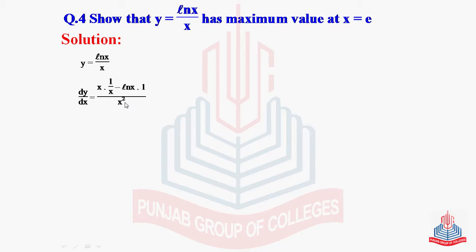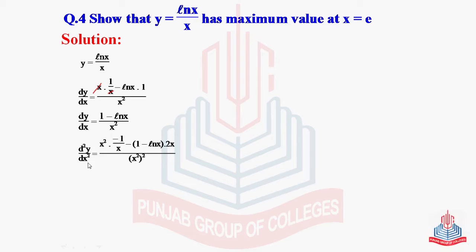The quotient theorem: take square on the denominator, x square. This x will be as it is, derivative of log x which is 1 by x, minus then log of x will be as it is and derivative of denominator x which is 1. Now by simplifying, x will be cancelled out. We have 1 minus log x divided by x square.